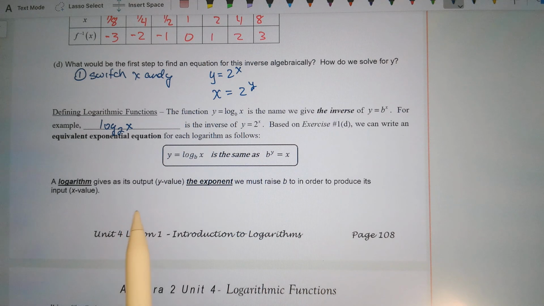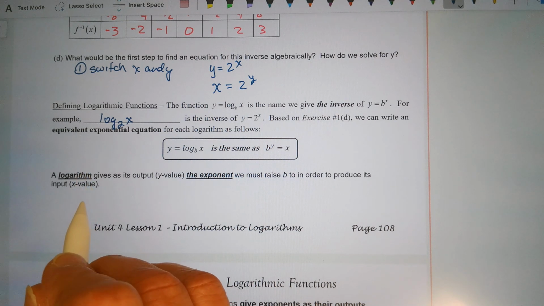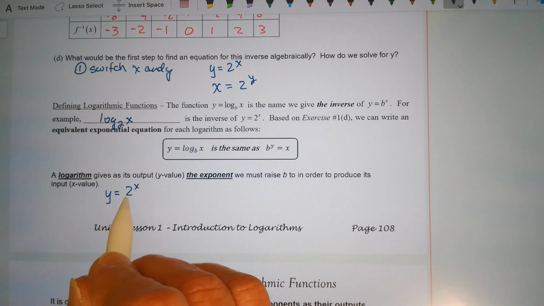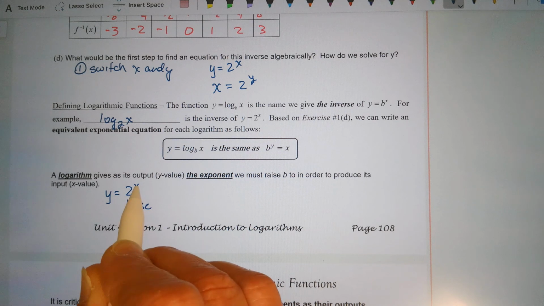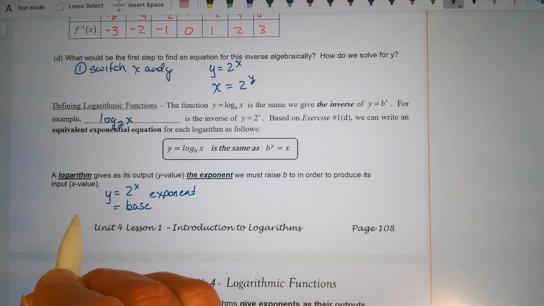A log gives as its output a y value: the exponent we must raise b to in order to produce the input x value. And let me just state here that when we have an exponential equation, like our y equals 2 to the x, we say that 2 is our base, x is our exponent, and y is our output or answer.